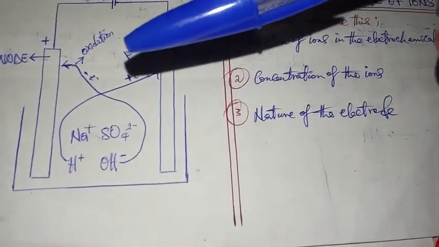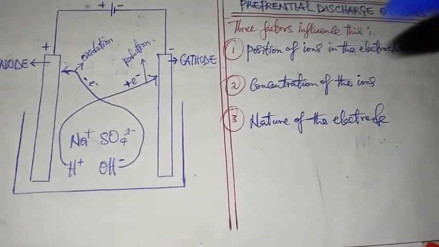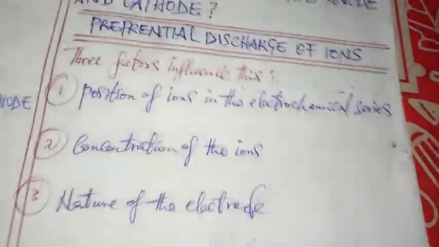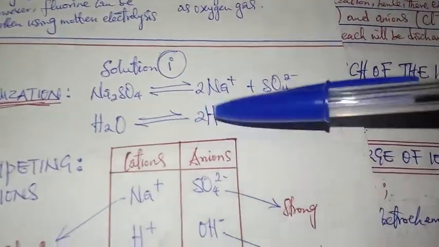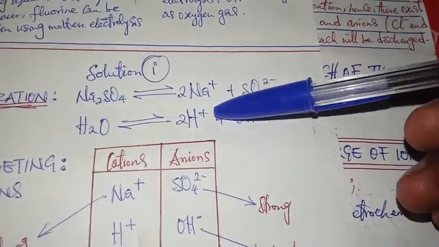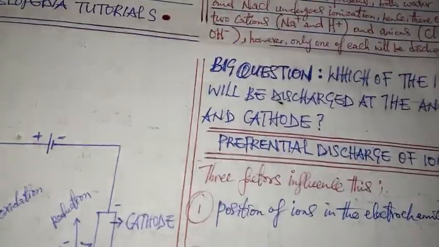Now the elements on the left will form positive ions. The elements on the right will form what? Negative ions. Please note, whenever water undergoes ionization, it's going to form hydrogen ion and hydroxide ion. Please note that, it's very important.